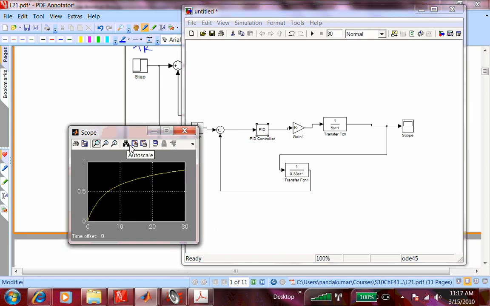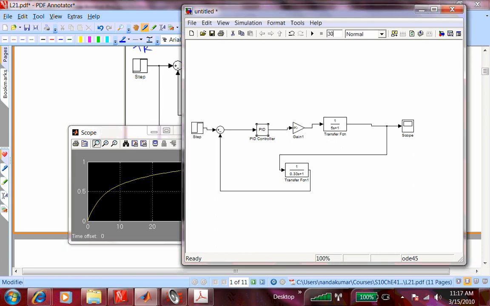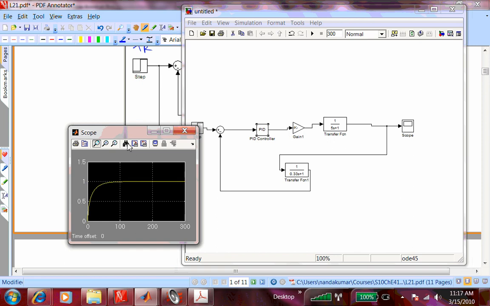Still not enough, but it hasn't plateaued. Okay, so probably need to do for 300. There you go. It does go to the 1. Okay, so the integral action will get rid of the offset that you have. Any other questions on this problem?